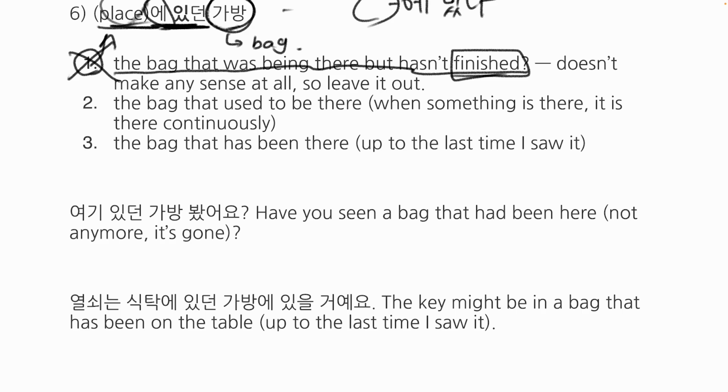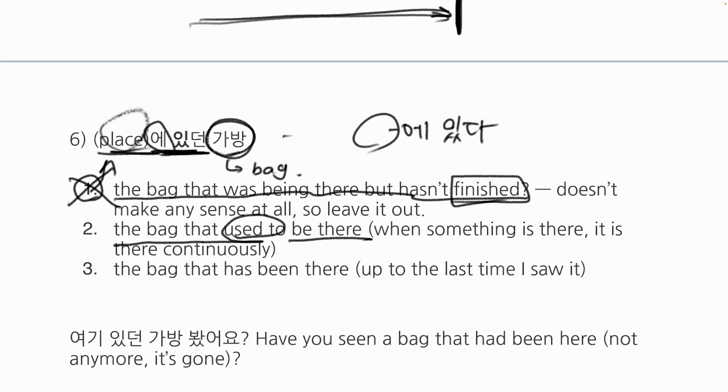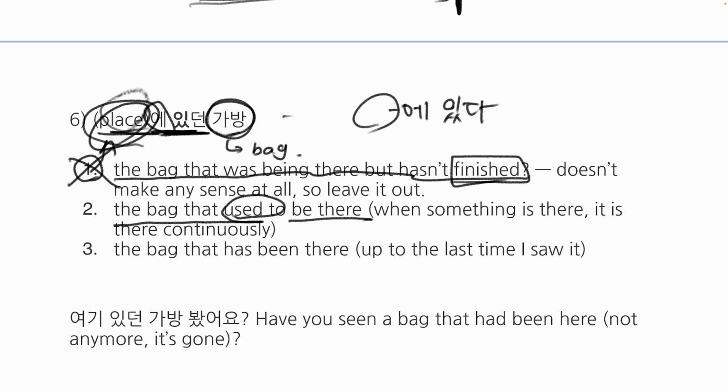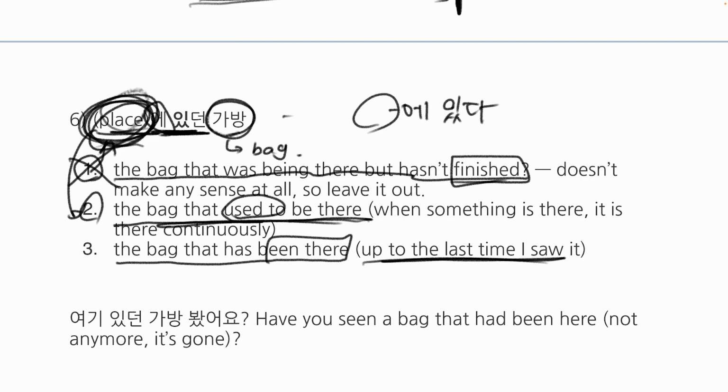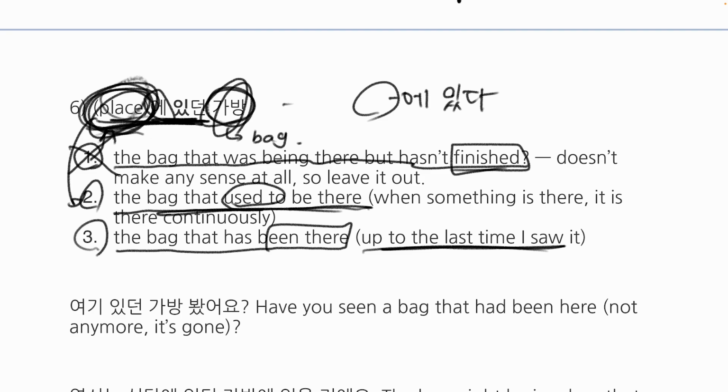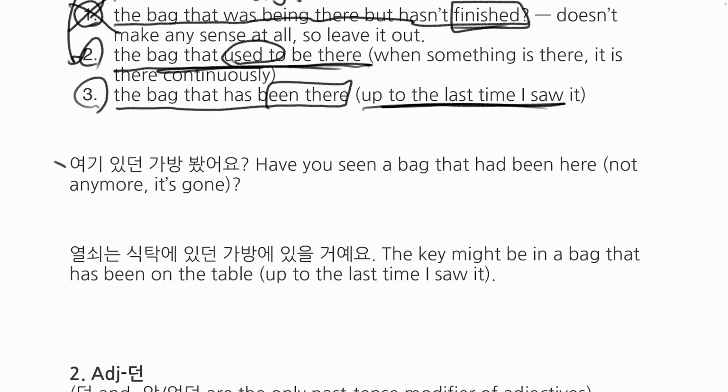And the second one, the bag that used to be there, be at that place, but it's not there anymore. So it could be number two, or the bag that has been at that place up to the last time I saw it, or as far as I remember, the bag has been there. So it could mean one of the two things. So let's figure it out from the context in each sentence.